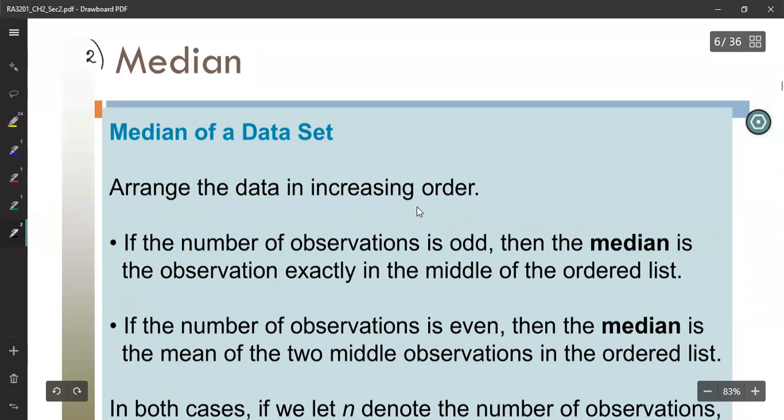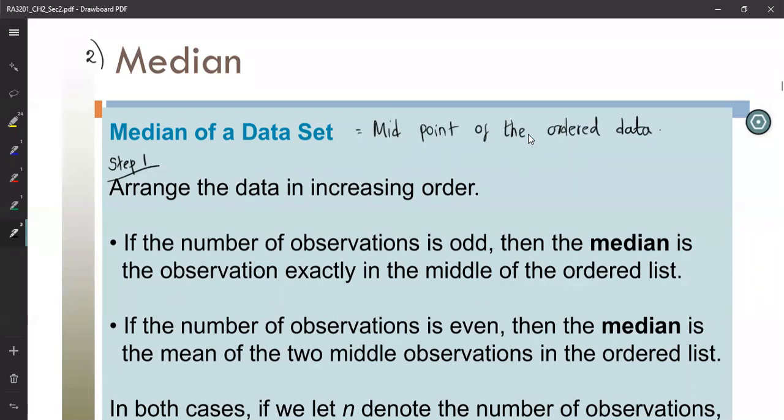Okay, so the first step is to arrange your data in ascending order or increasing order. The median of a data set is the midpoint of the ordered data or sorted data. Not just the midpoint. You have to order the data or arrange them in ascending order before you find the midpoint. Now, depending on the sample size, the way you calculate the median is a little bit different.